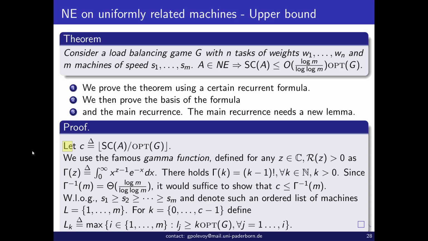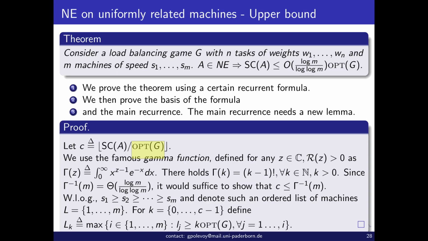So define C to be the lower integer part of the social cost of this equilibrium assignment A divided by the optimum assignment. So this is what we need to bound.